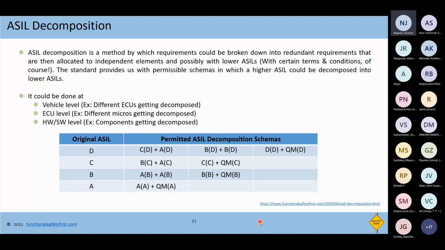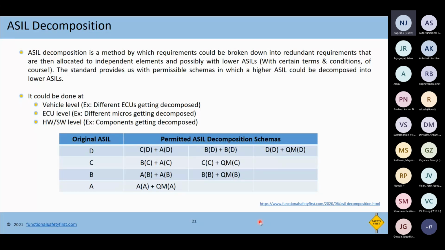The standard itself provides various schemas by which you could do ASIL decomposition, and it could be done at multiple levels. It could be done at the vehicle level, wherein the OEM might allocate a safety requirement to one of the ECUs and make the other ECU not ASIL compliant. Or it could be done at the ECU level, wherein if you are using a multi-micro solution, you could have certain micros having ASIL requirements and certain micros not having ASIL requirements. So that is at the ECU level.